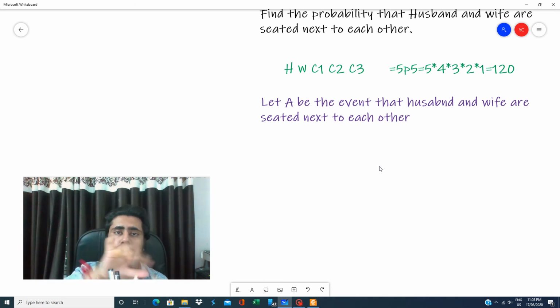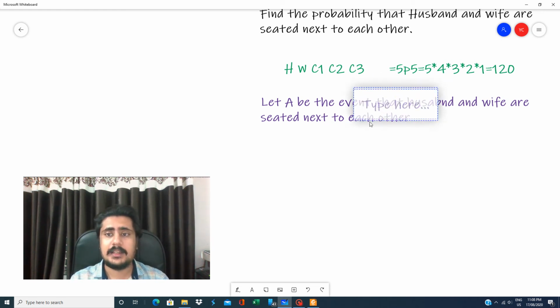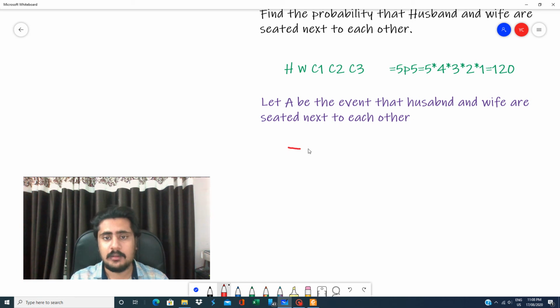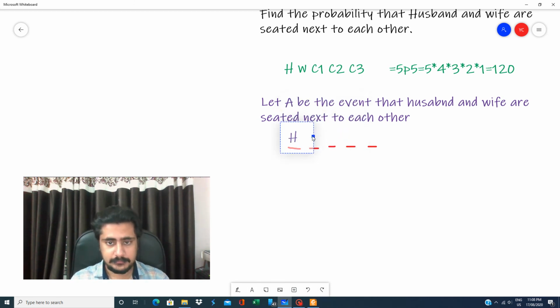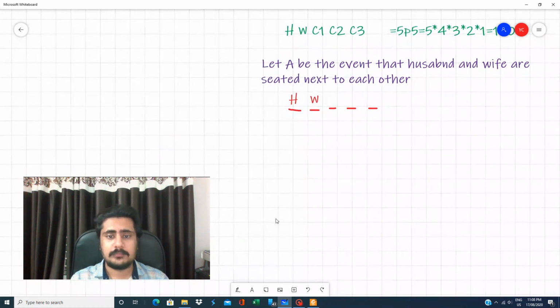So whenever you are asked that two things are seated next to each other, you will treat those two as one. Total there are 1, 2, 3, 4 and 5 places, and you are asked that husband and wife should be together. So what I'll do, I'll tie a rubber band over here.